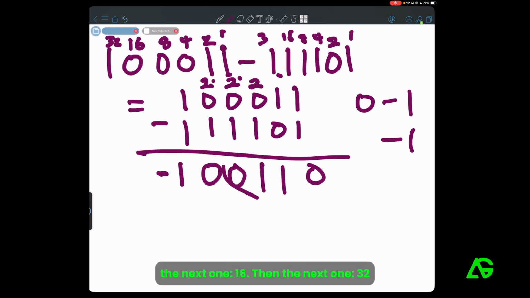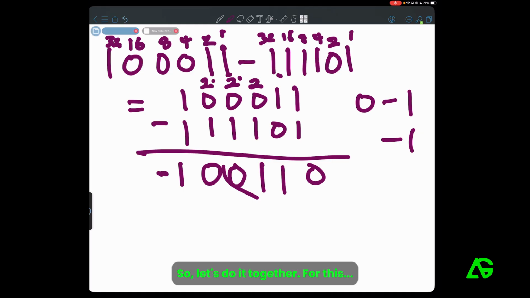Then the next one, 32. So what we need to do with this weight is to use it to multiply the respective value based on their position. So this 32 will multiply 1, 16 will multiply 0, 8 will multiply 0, like that. Each of those values will be added together, so whatever we have will be the value in base 10. So let's do it together.